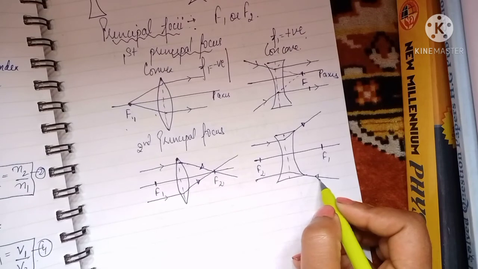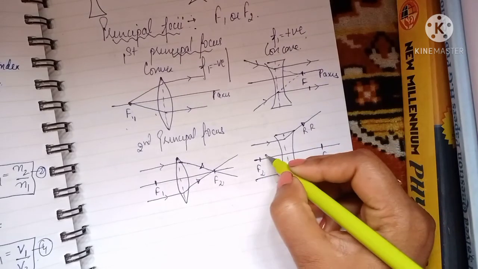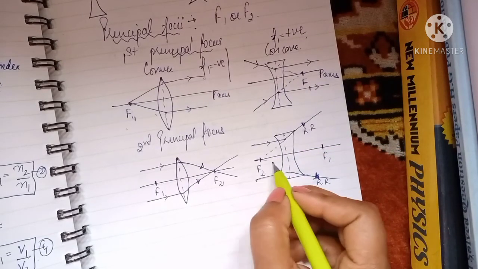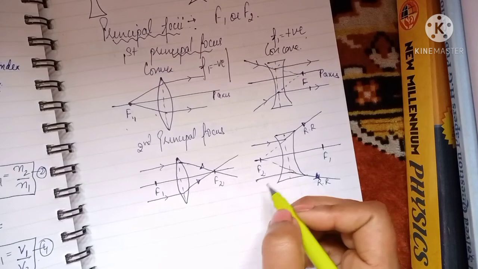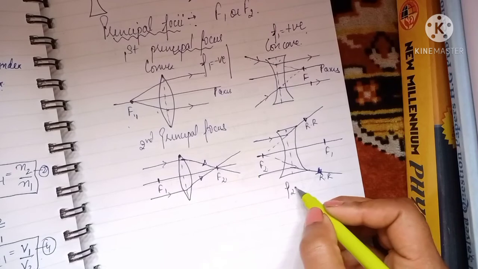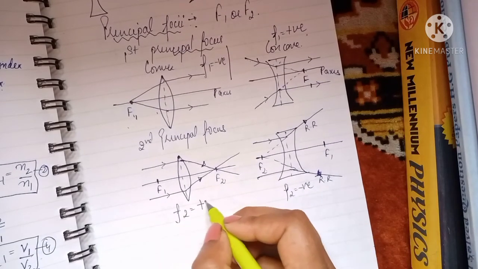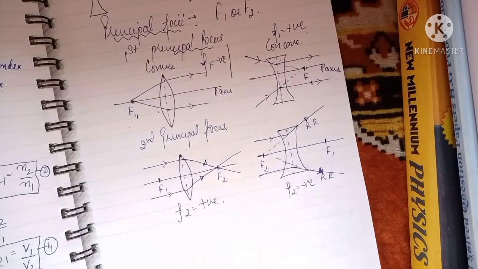Now these refracted rays, these are basically the refracted rays. They are going to meet at a point, or appear to meet at a point, termed as focus. Clear? So here F2 is going to be negative, whereas in this case F2 is going to be positive, right?